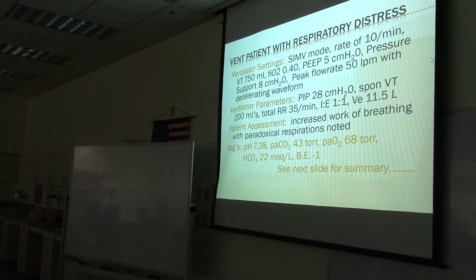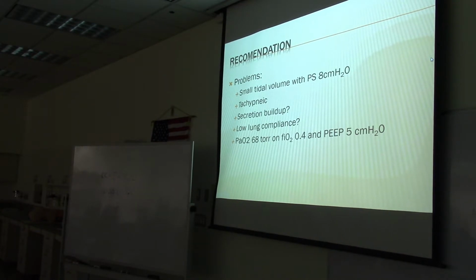All right, see next slide for summary. There's a small tidal volume with pressure support of 8 centimeters of water, probably because the lungs are stiff. Patient is tachypneic. Could there be secretion buildup and low lung compliance? The PaO2 of 68 on 40% and PEEP of 5, that is a low PaO2. All right, so it tells us the problems, but it doesn't give us the recommendation. I guess that's up to us. What do you think we should do?